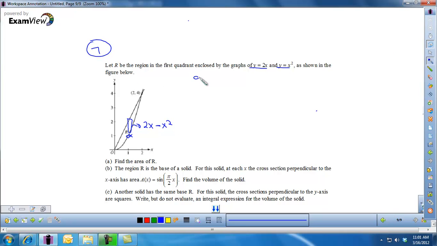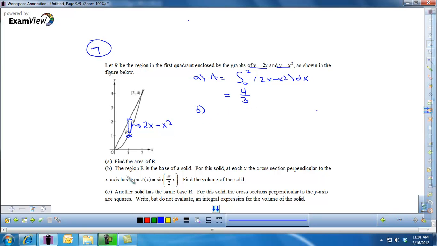So for A, the area is going to go from 0 to 2 of the length times the width. And that would be 4/3.